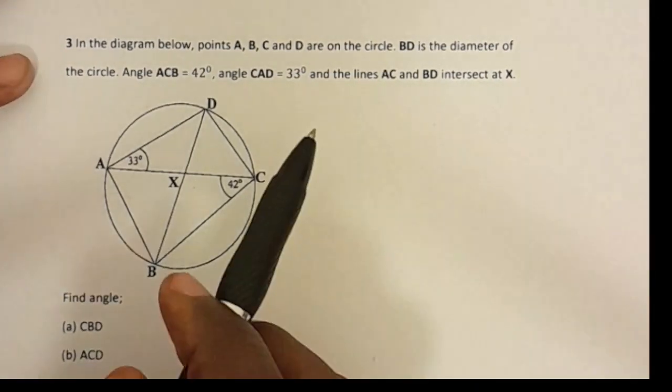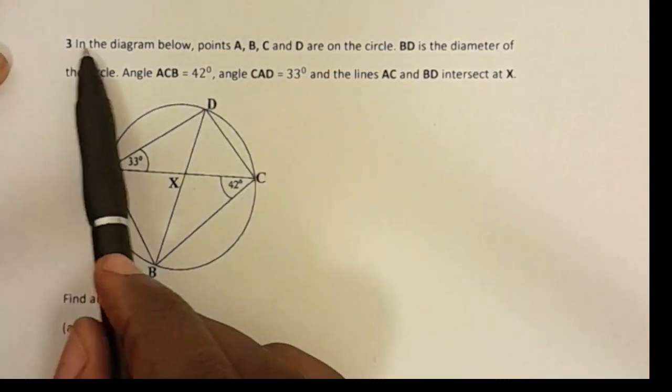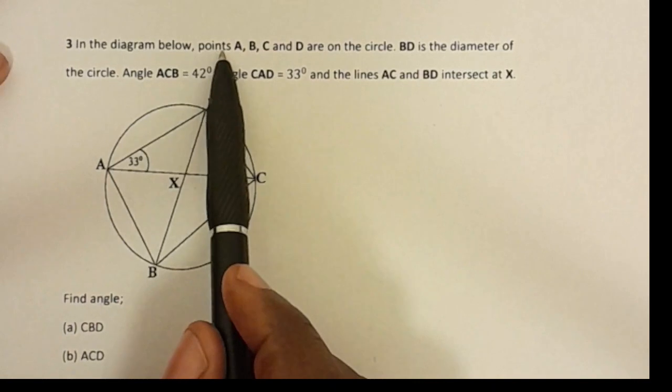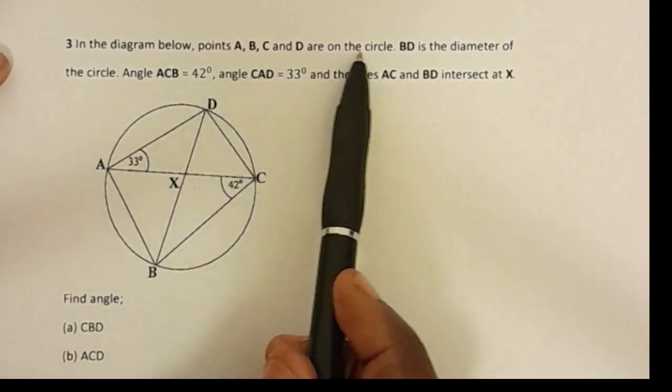Okay, here is another question. In the diagram below, points A, B, C, and D are on the circle.